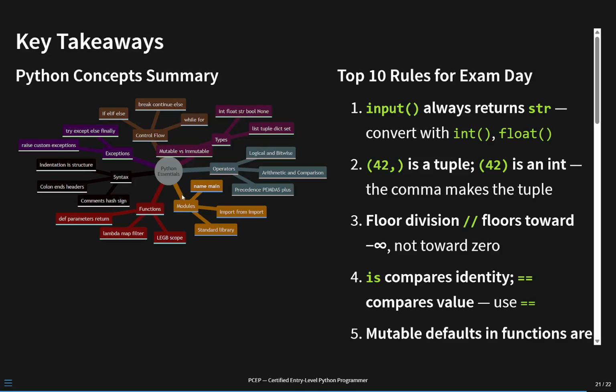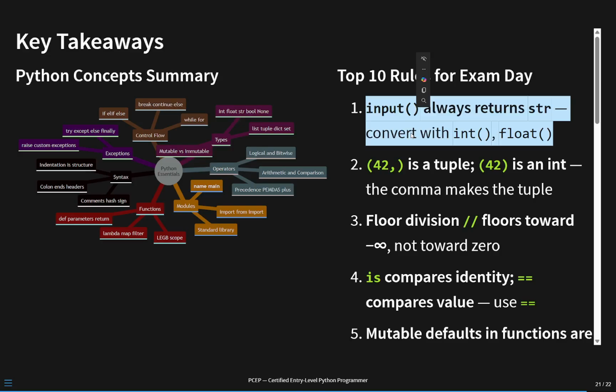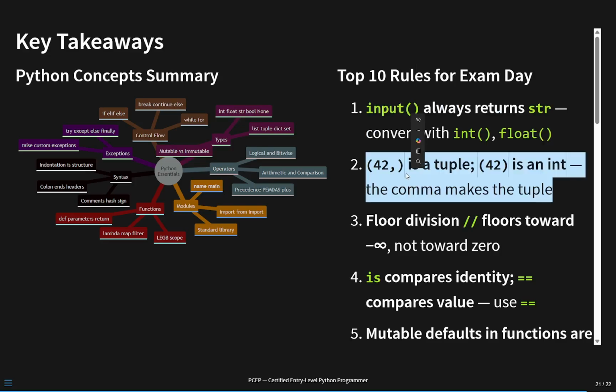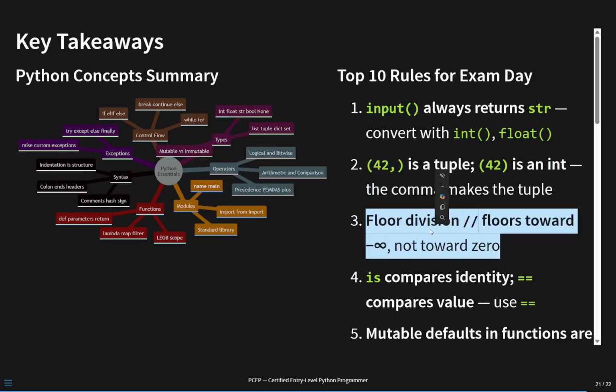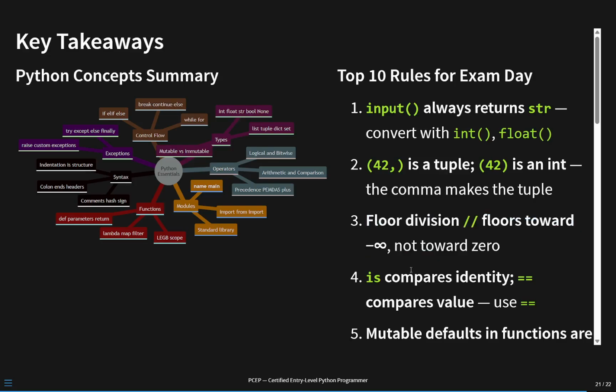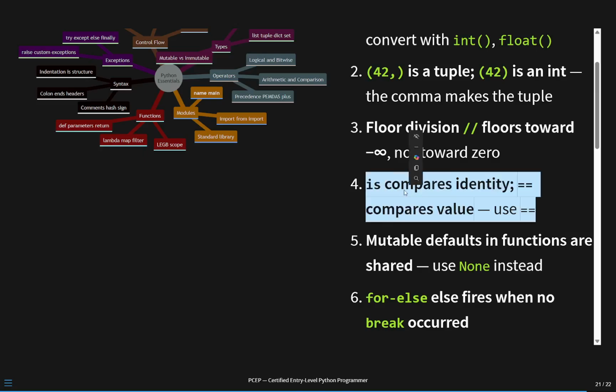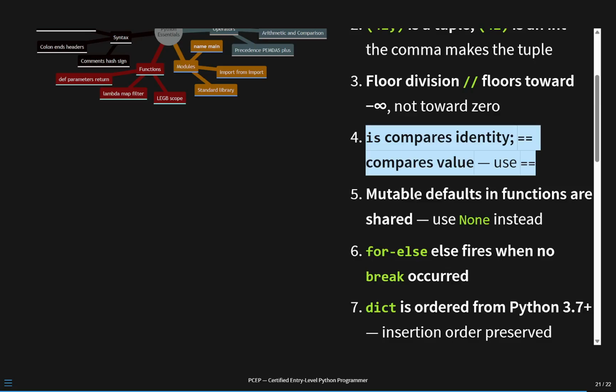Let's close with the 10 rules for exam day. Rule 1: input always returns str. Every time. No exceptions. Convert explicitly. Rule 2: (42) is an int, (42,) is a tuple. The comma is the tuple maker. Rule 3: floor division // floors toward negative infinity, not toward 0. -7 // 2 is -4. Rule 4: is compares identity, == compares value. Use == for all value comparisons.